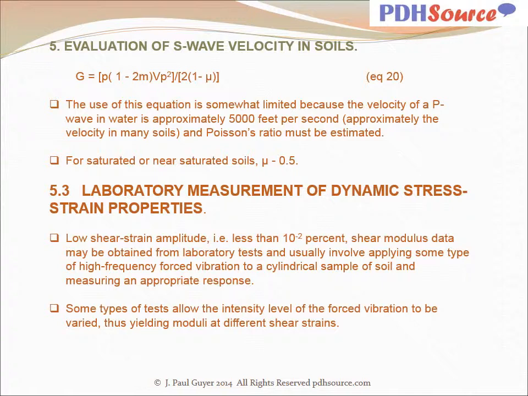For low shear strain amplitude, i.e., less than 10 to the minus 2%, shear modulus data may be obtained from laboratory tests and usually involve applying some type of high-frequency forced vibration to a cylindrical sample of soil and measuring an appropriate response. Some types of tests allow the intensity level of the forced vibration to be varied, thus yielding moduli at different shear strains.